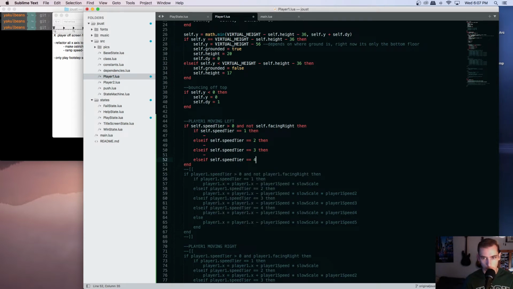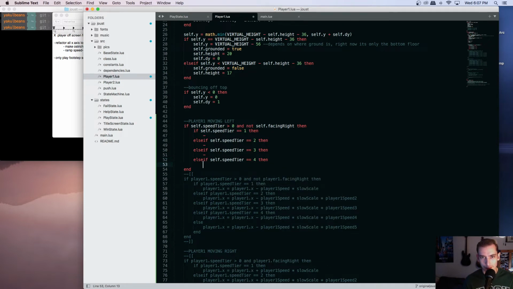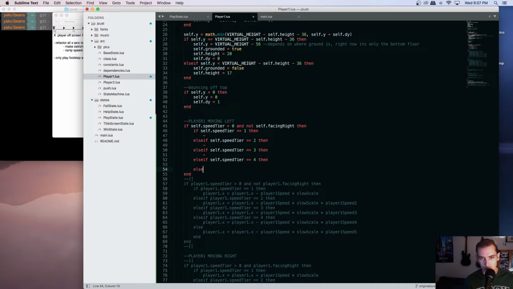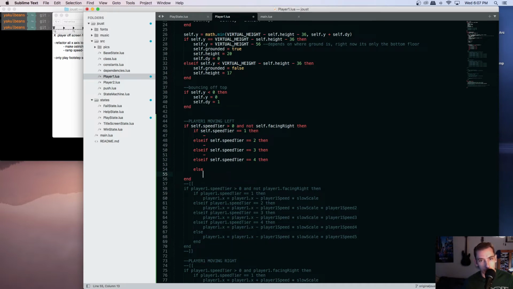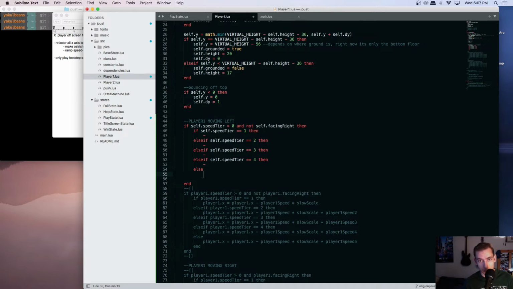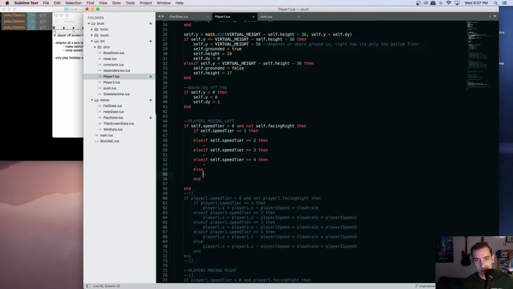Is 4. And then instead of saying if speed tier is 5, since the speed tier increment logic won't let it go past 5, and these first if statements only execute if it's greater than 0, I don't need to say if it's equal to 5, because otherwise it will be equal to 5, so we don't need to be redundant and ask that question.